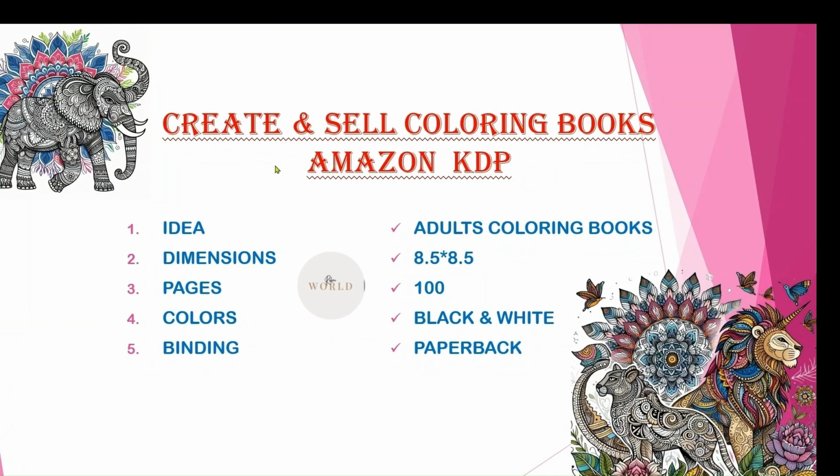Just like you can see, we are going to be creating coloring books that you can sell on Amazon KDP. So first we need an idea of what our book is going to be about, what kind of book we want to put out. Then we shall look at the dimensions and how many pages we are going to be using for this coloring book. Then what color it is going to be in, and then we shall look at the binding paper as well.